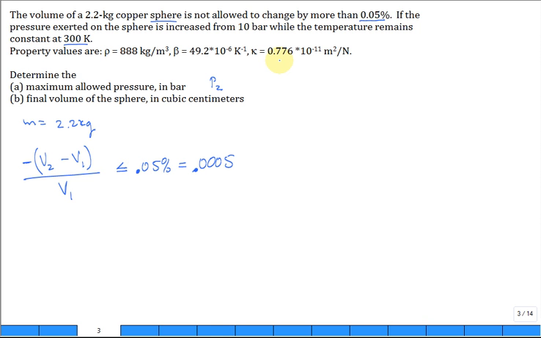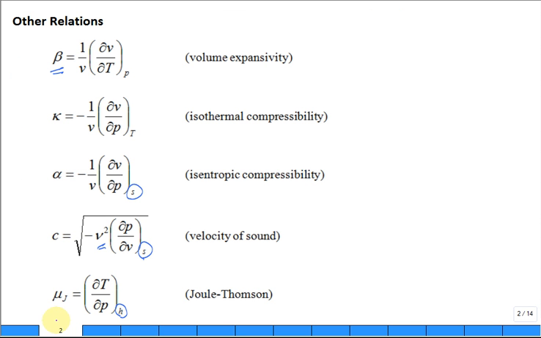Okay, we're given some properties for the copper. We're given the mass density, beta, which is not what we need right here. We need kappa, the isothermal compressibility. What was kappa defined as? It's -1 over the specific volume times the rate of change of specific volume with respect to temperature holding pressure constant. No, I wrote that wrong. With respect to pressure holding temperature constant. There you go. True?